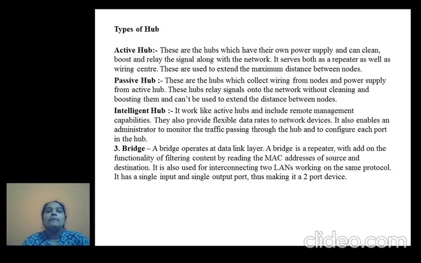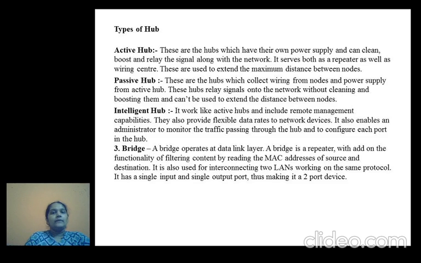Passive hub. The passive hub collects the wiring from the nodes and takes its power supply from the active hub. The active hub has its own power supply, and second, it has a wiring center also. But the passive hub takes wiring from the nodes and the power supply from the active hub. And third, distance cannot be extended in the passive hub, but in the active hub the maximum distance can be extended.